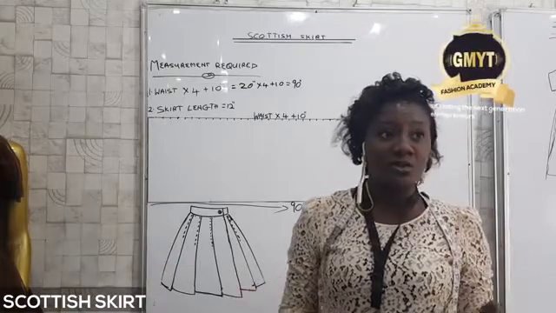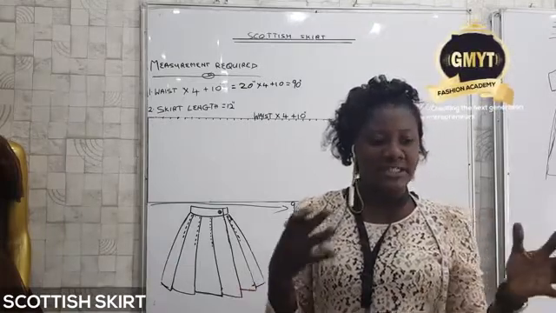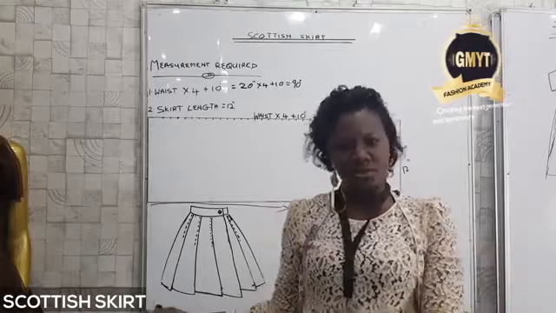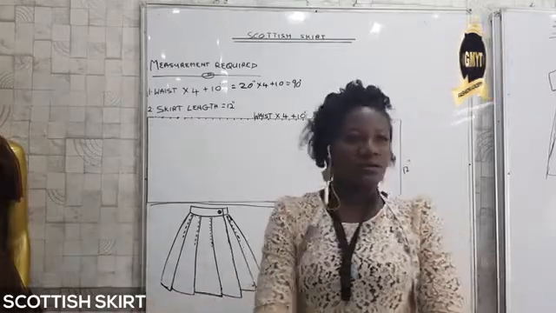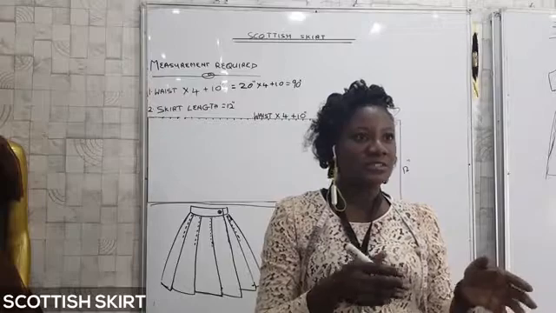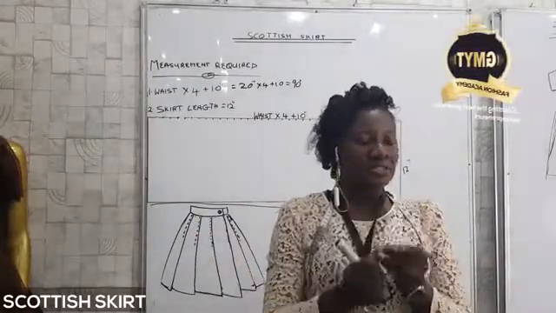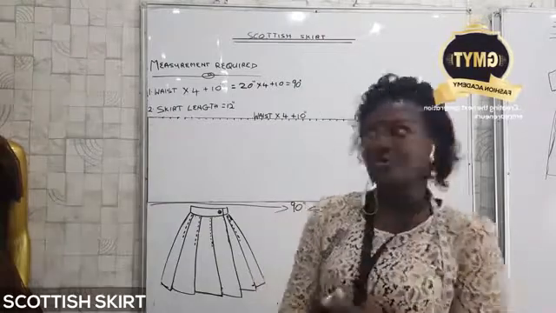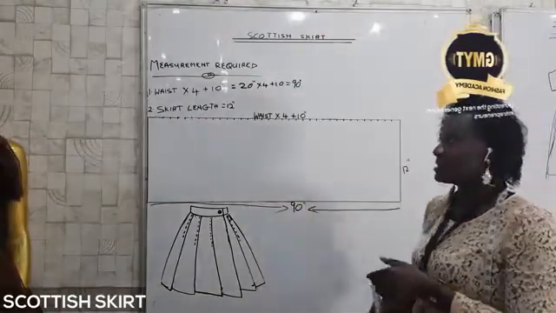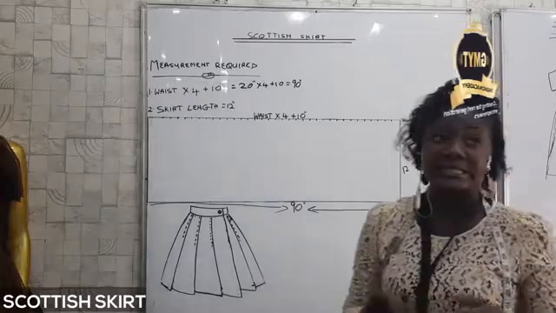Thank God I took the wrap skirt, so you all have an idea of how a wrap skirt looks. It's just a longer version, so it can overlap. The difference between the wrap skirt and the Scottish skirt is that the Scottish skirt comes with the knife pleat on it. So how do I get this? The measurements required are first my waist measurement and my skirt length measurement.